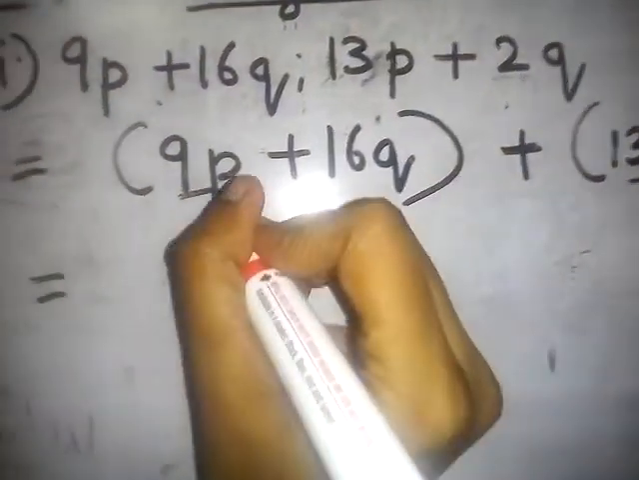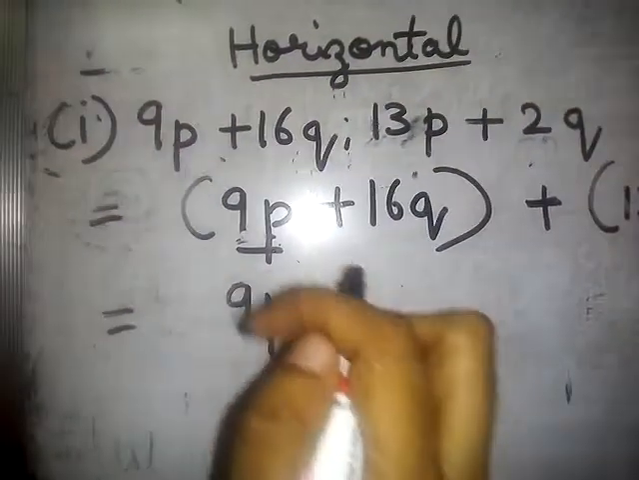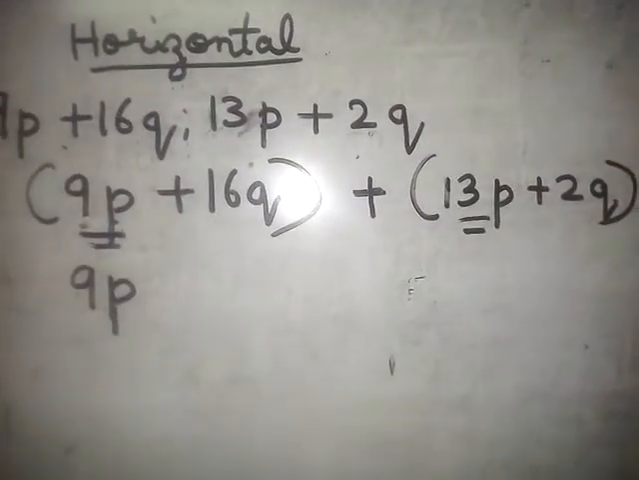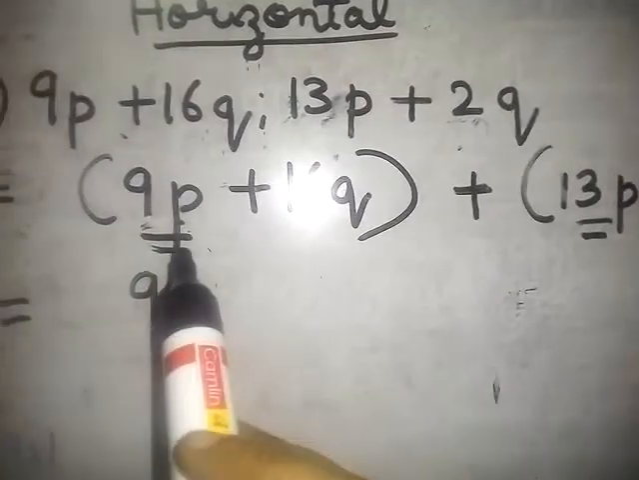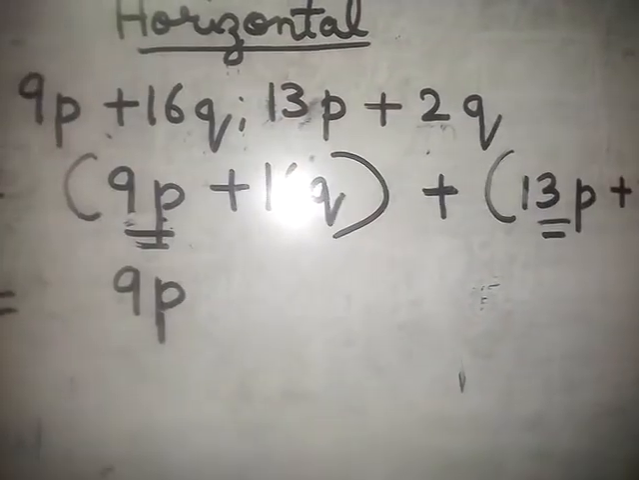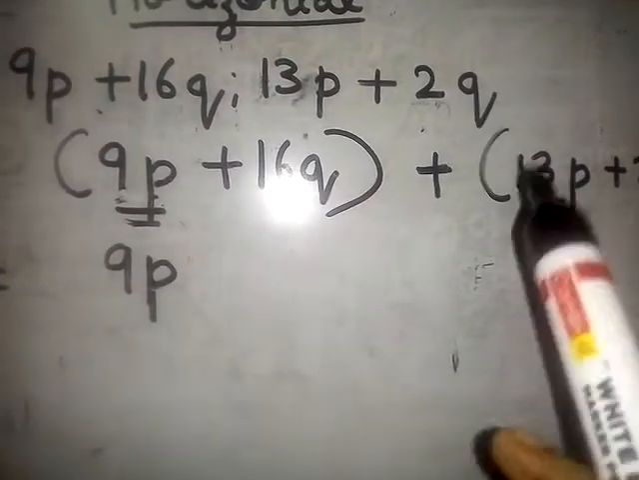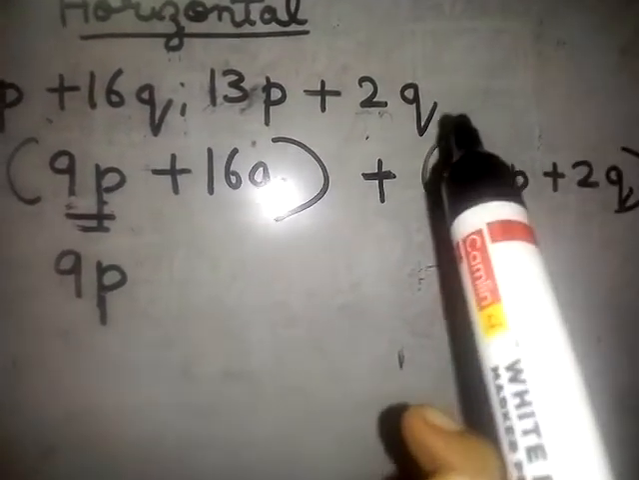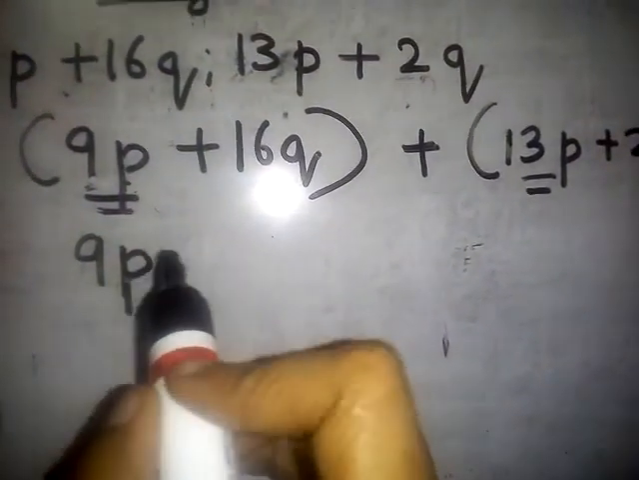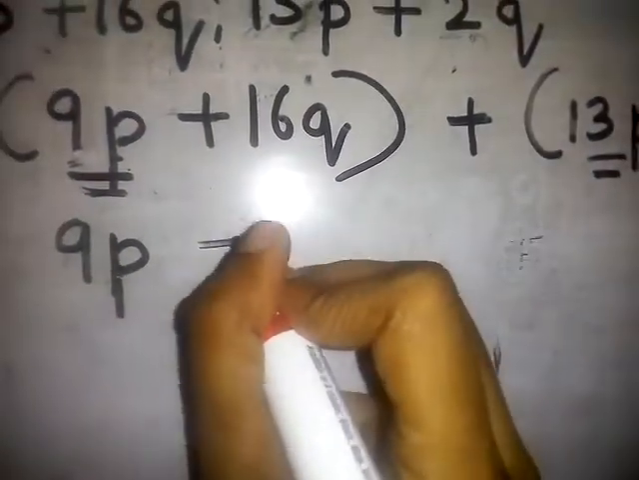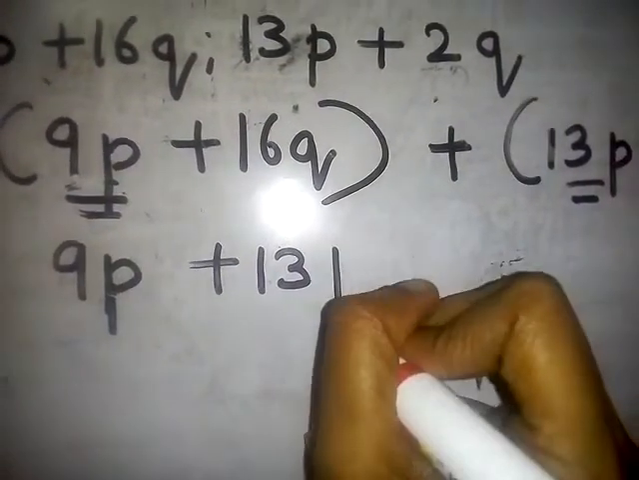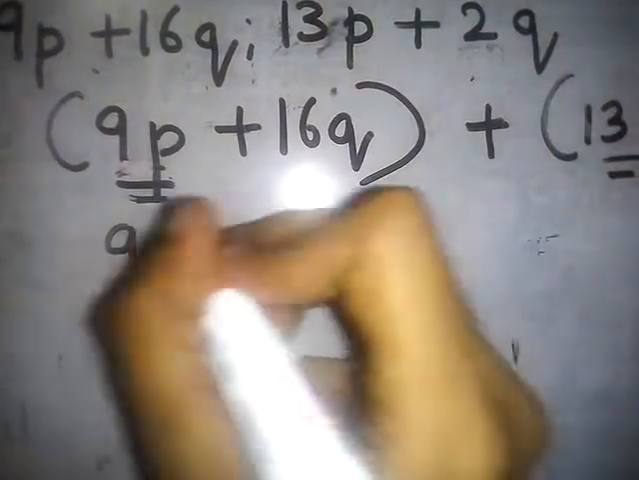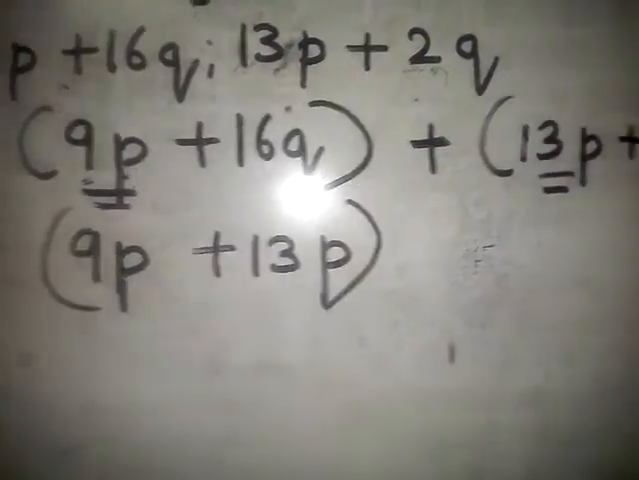9p, if you don't understand you can underline here. 9p and 13p. Now you can write together in addition form. Before you bring it together, when you write it together in like terms, which sign is there, you have to check first. 9p plus 13p. You have to write in bracket.